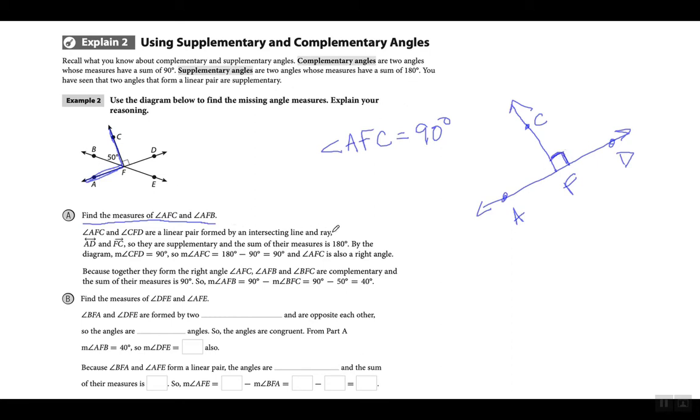Alright, so I'm done with that one. Where does it say it here? Whatever, I'm not going to read all that. Alright, but there's your answer. Let's look at the next question.